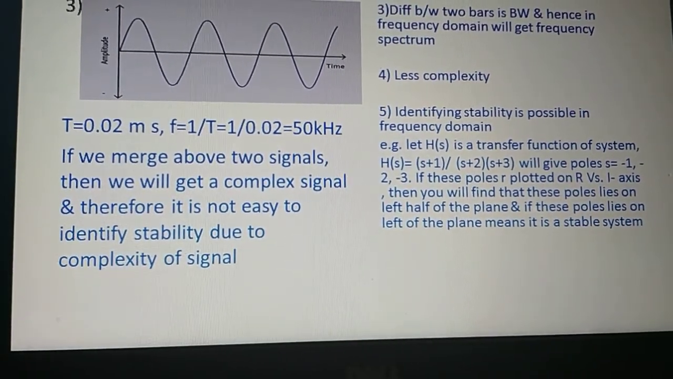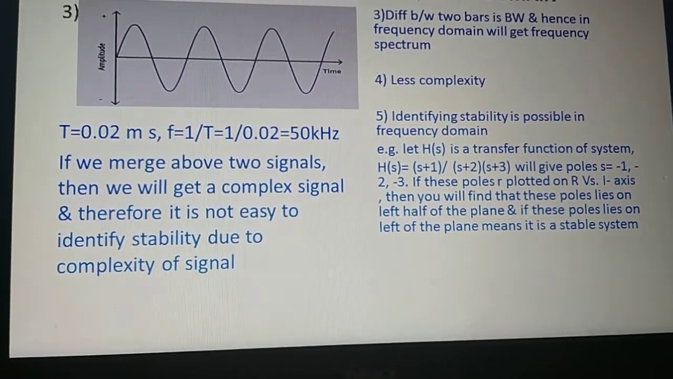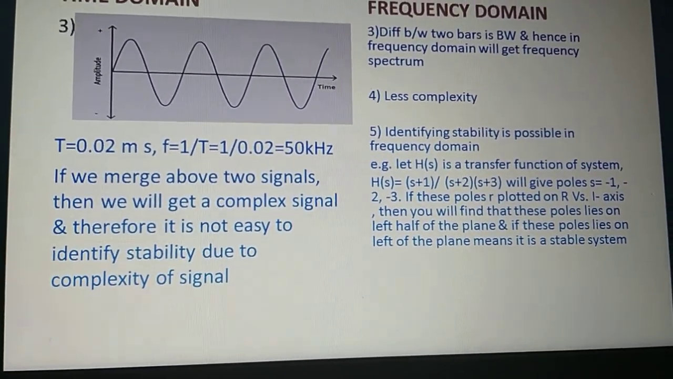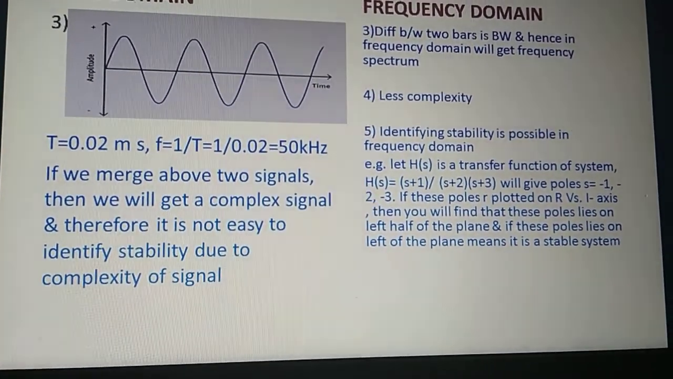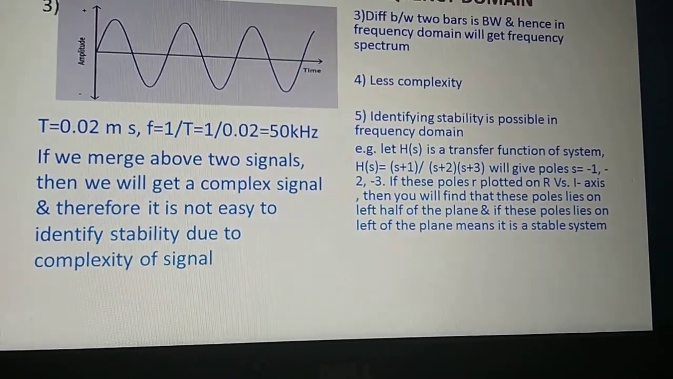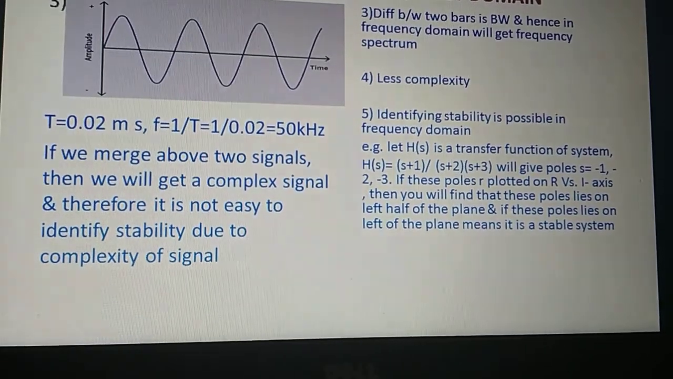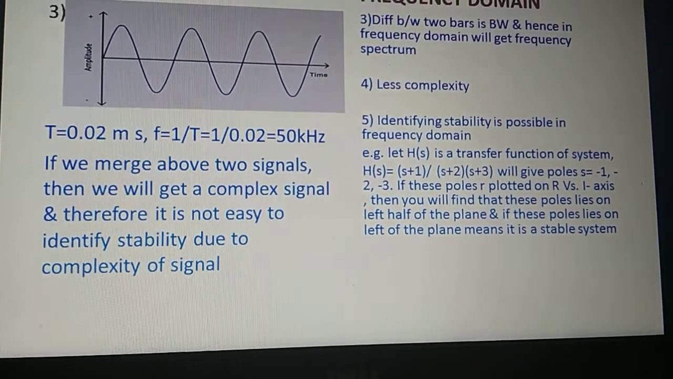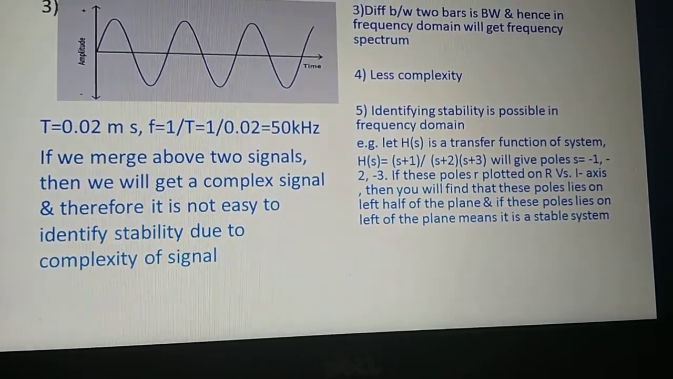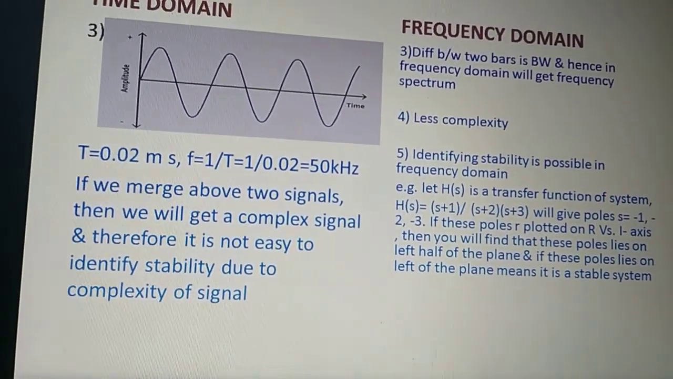If these poles are plotted on the imaginary axis and real axis, then you will find that these poles lie on the left half of the plane. That means on the left side of the y-axis. And if these poles lie on the left half of the plane, then it means that the system is a stable system.